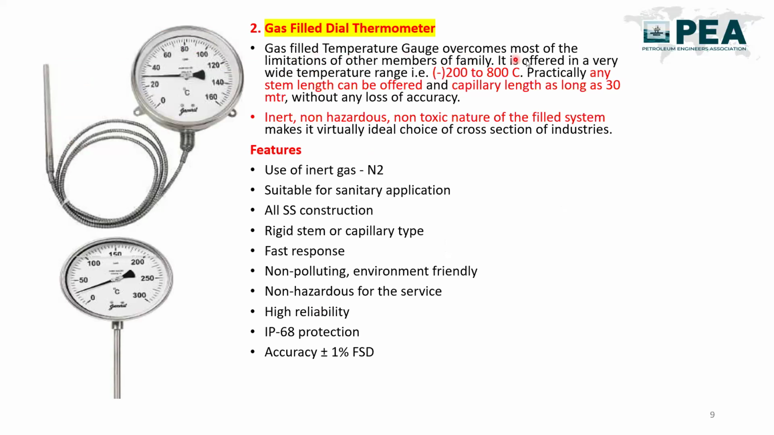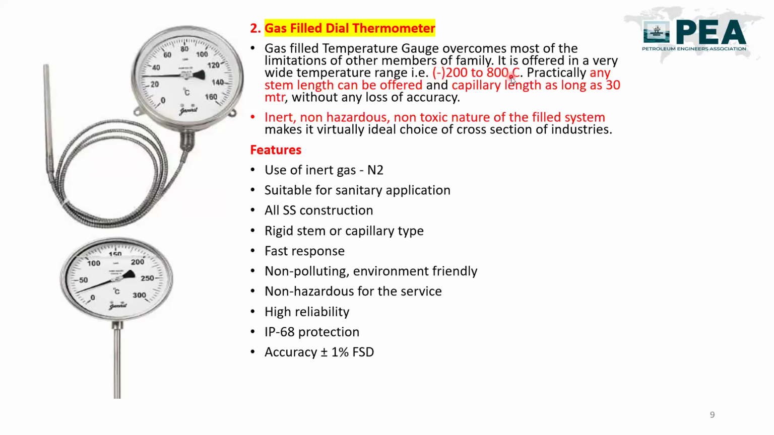The gas filled dial thermometer will overcome the limitation of other members of this family, as its temperature range is very wide. Okay. The temperature measurement range is from minus 200 degrees Celsius to 800 degrees Celsius. So in such applications, especially in the cryogenic application, we will go with this gas filled dial thermometer.